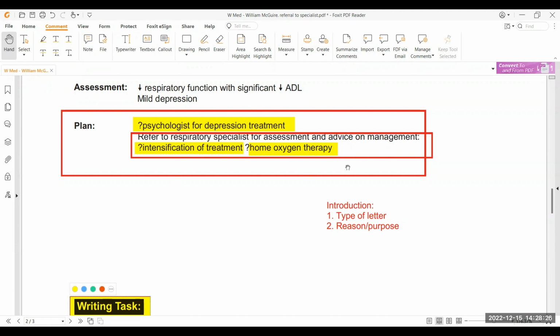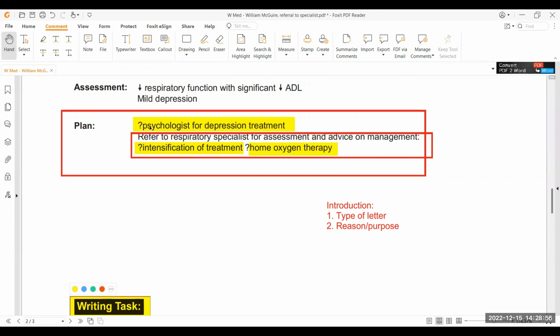You will notice here, doctor, that we only box in the information which is on the second line, refer to respiratory specialist for assessment and advice. There are two question marks here. Okay, so this is your primary questions to the respiratory physician. Does your patient need intensification of treatment? And will your patient need home oxygen therapy?